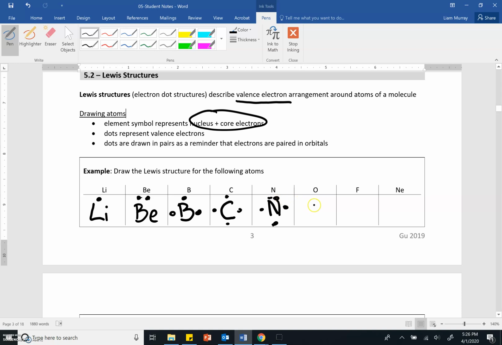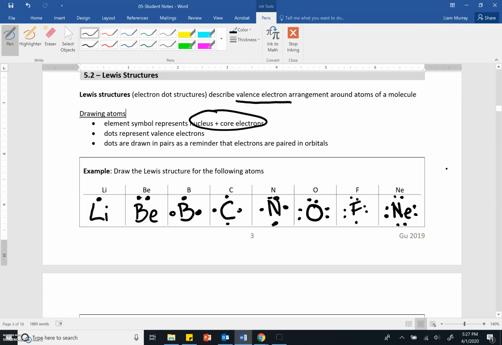Oxygen, we've got nitrogen with 5, oxygen is going to have 6. So 1, 2, 3, 4, 5, 6. Fluorine, following the pattern, 7: 1, 2, 3, 4, 5, 6, 7. And then lastly, neon, a noble gas, stable octet: 1, 2, 3, 4, 5, 6, 7, 8. As you can see, even just with these ones, it's a lot more simple, straightforward, and organized in the Lewis structure versus the Bohr model.